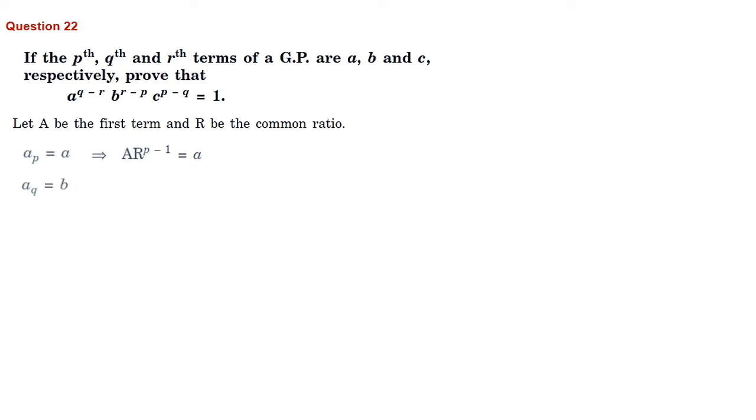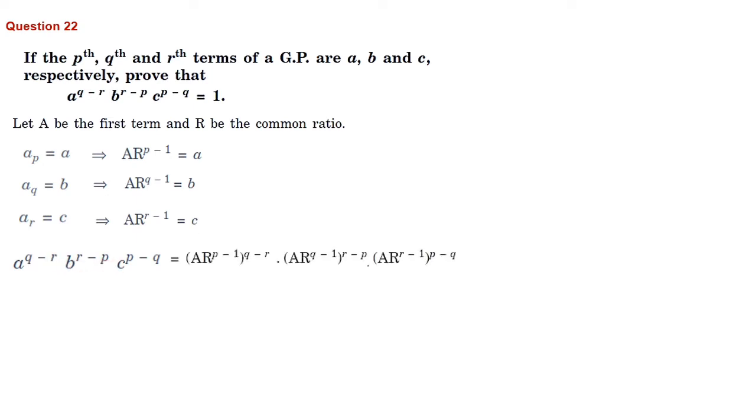Next, the qth term is b. That means AR^(q-1) is equal to b. Next is the rth term, that is c, meaning AR^(r-1) is equal to c. Then this is what we have to calculate: a^(q-r) · b^(r-p) · c^(p-q). You see here a, b, c all are here with us, so only the powers we have to fill in.